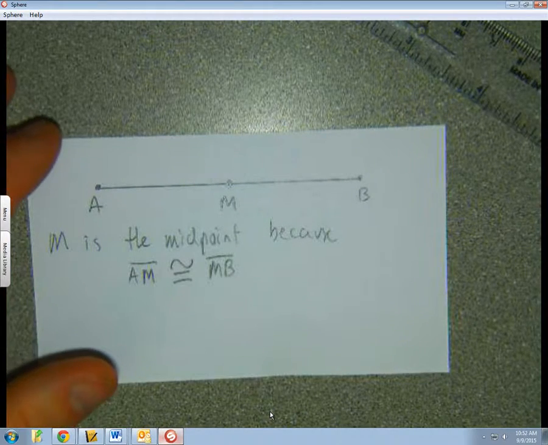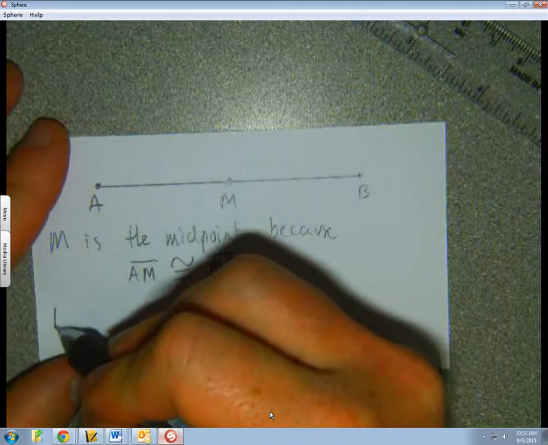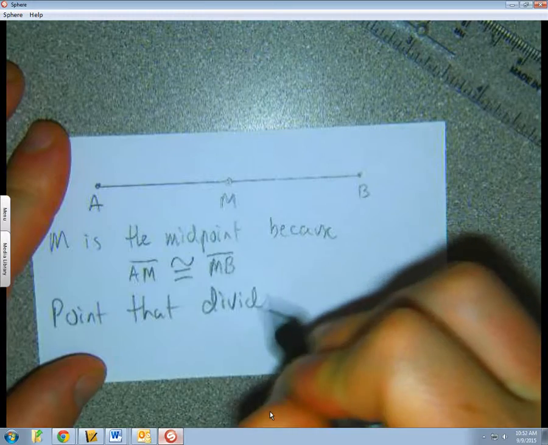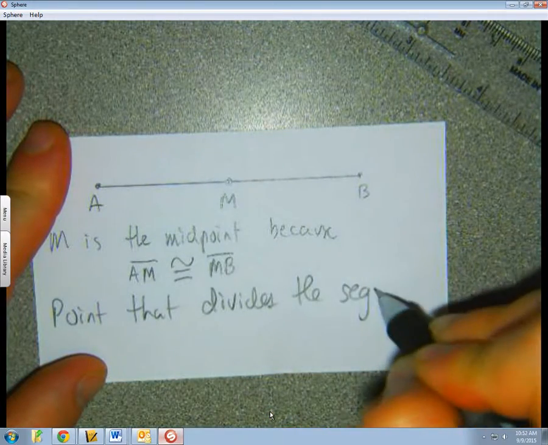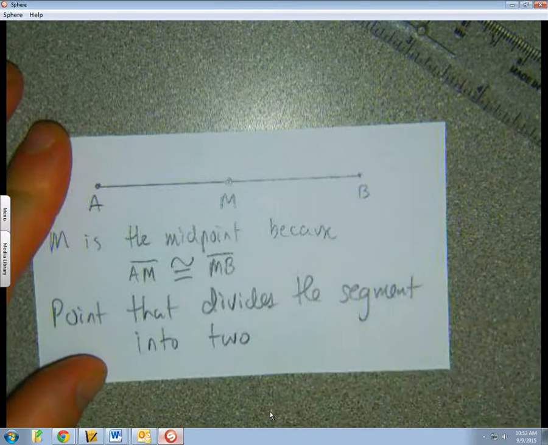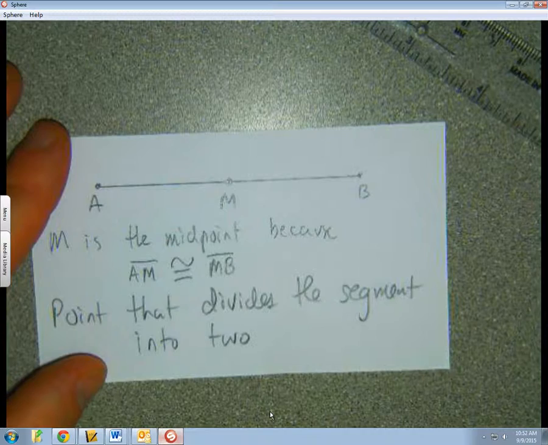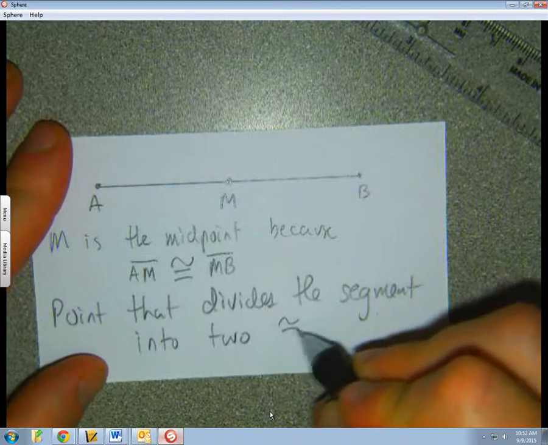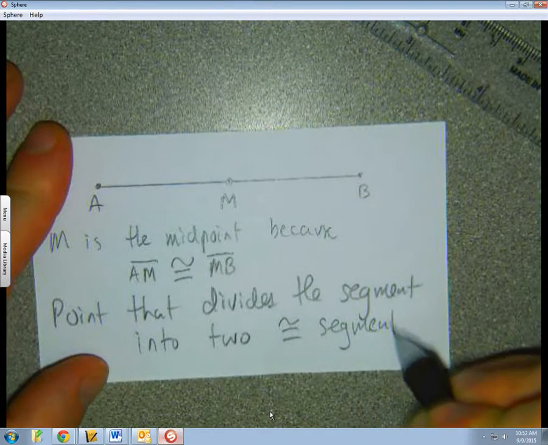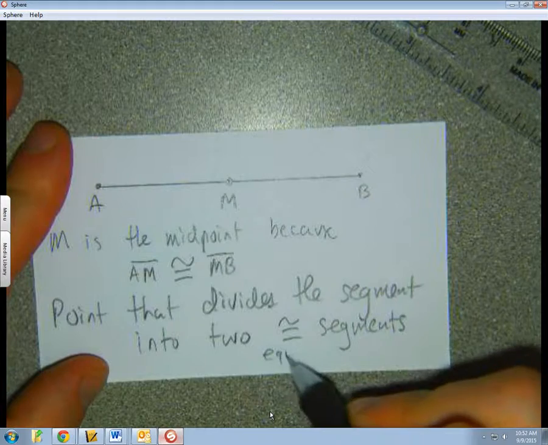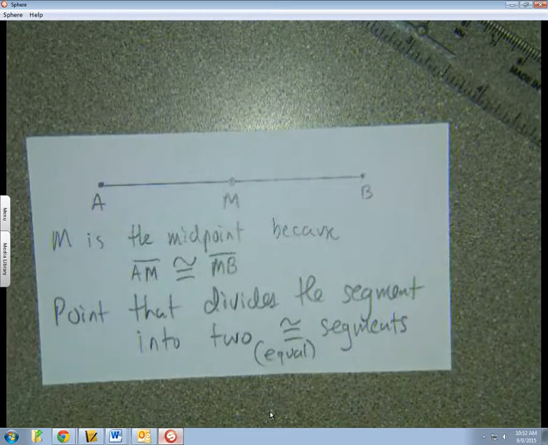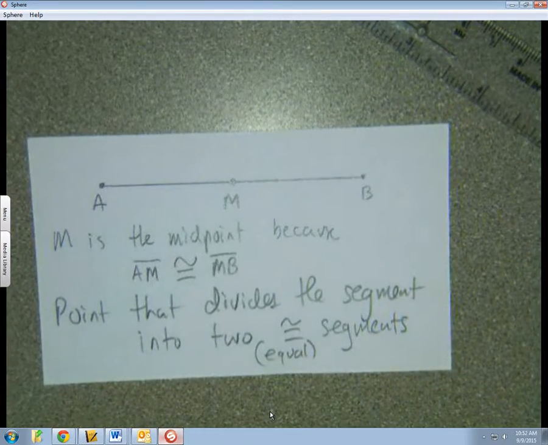so midpoint is the point that divides the segment into two congruent segments, and I'm going to use the symbol for congruent segments, or two equal. Alright. So that is our second definition.